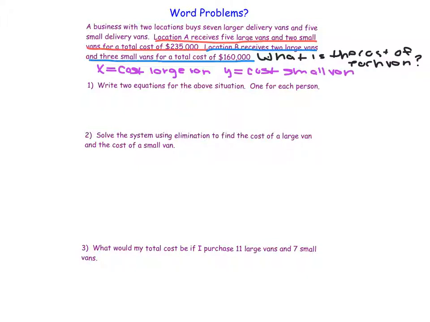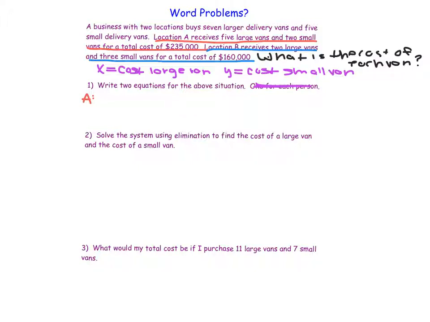So those are my 2 unknowns that I'm trying to find by the end of this problem. What I'd like you to do is write 2 equations for the situation above, one for each company. Each company has a cost calculating equation that's going to be written in standard form. With this particular problem, we're going to write 2 equations in standard form, and these standard form ones are really where elimination is a great strategy to use.